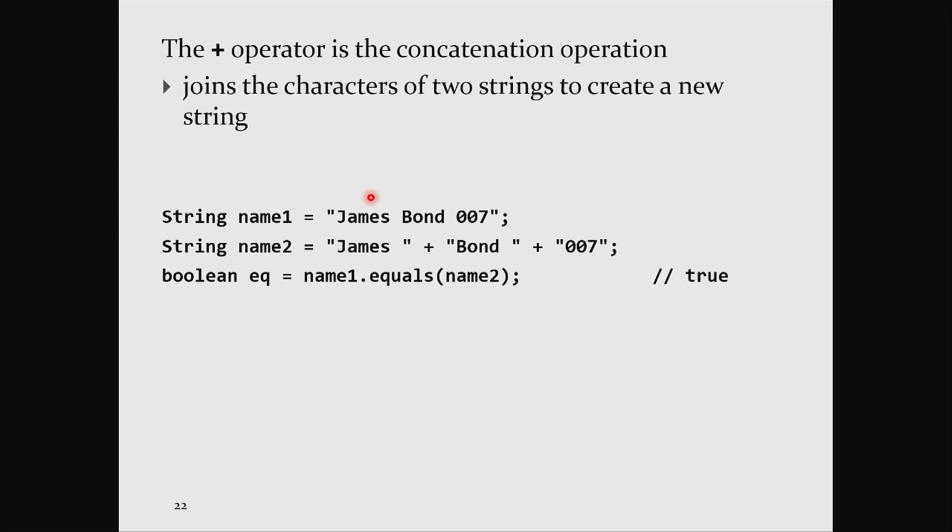Okay, so you know that the plus operator is the concatenation operator. It joins 2 strings. So here I have the name James Bond 007. Here I have a second variable, name2, and that's equal to the string James with a space, plus the string Bond with a space, plus 007. The plus operator just joins the strings together. So you take James space, join it with Bond space, and then join that with 007. It should be obvious that you get the same sequence of characters as name1, so name1 equals name2, well, that's true. So you can join strings together.